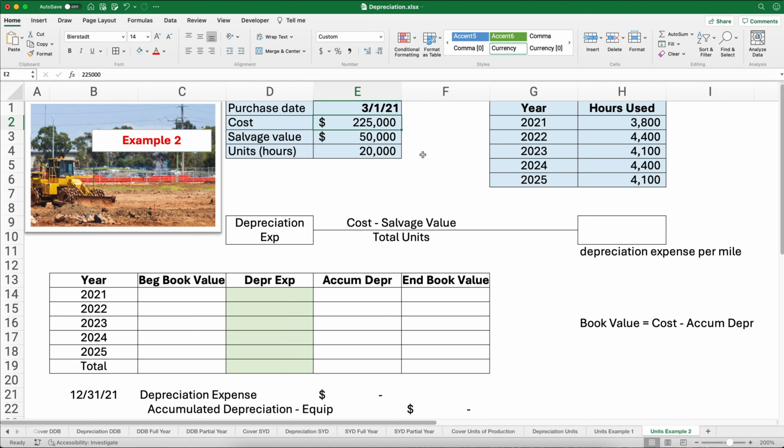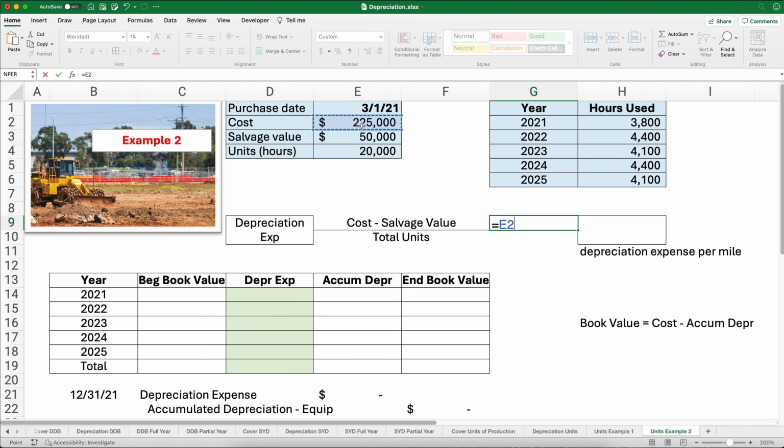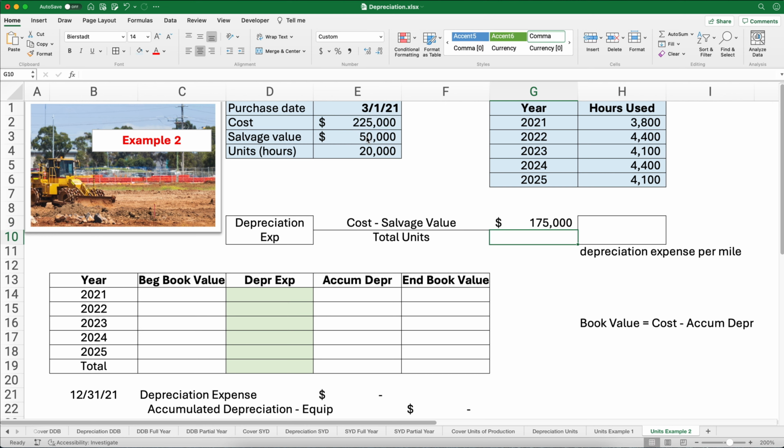So let's say it's purchased on March 1st. Now, a partial year is a big deal in straight line or double declining balance. Well, we'll show how this is not that significant on the units of production method. So what's our cost? Our cost minus our salvage value, our depreciable base, is going to be $175,000, and we're going to allocate that over the 20,000 hours.